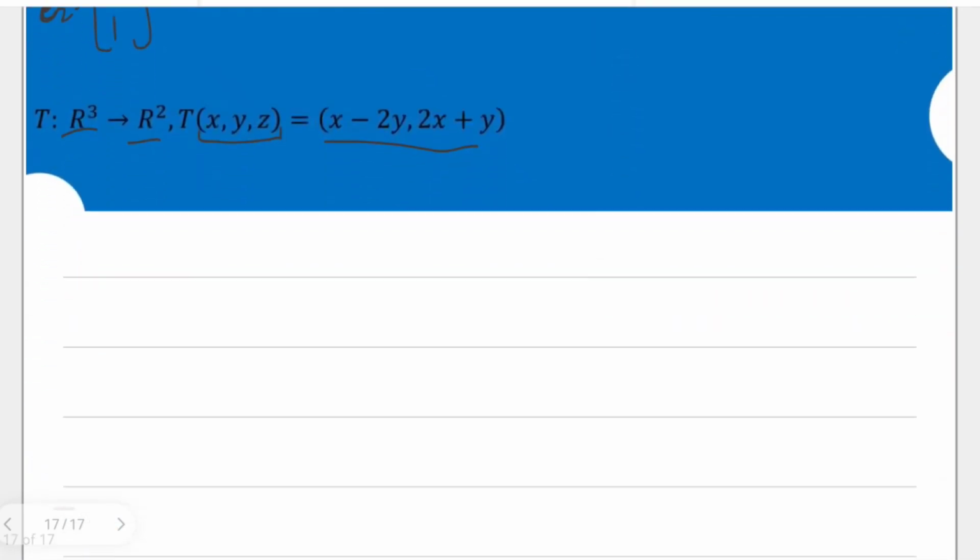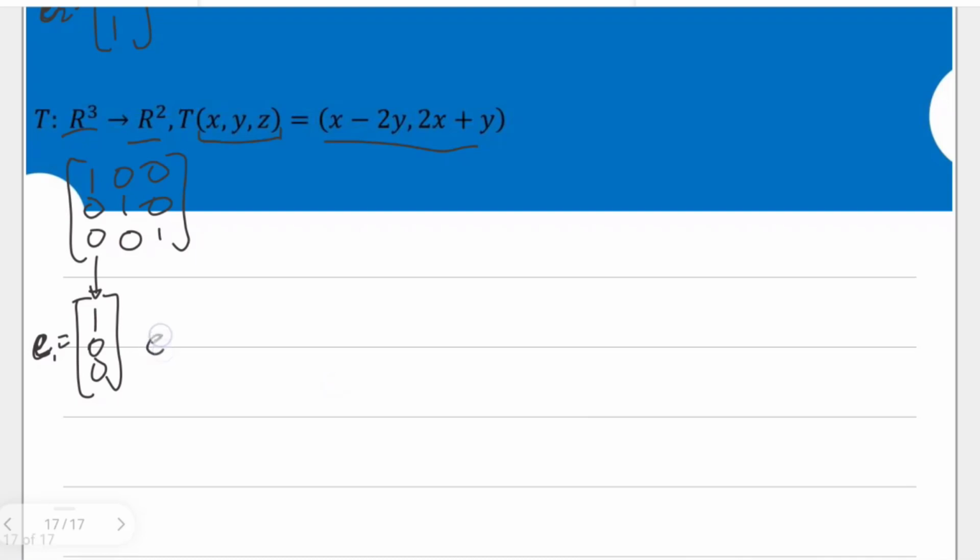Next here, of course, this is R3. We are going to use 1, 0, 0, then 0, 1, 0, and then 0, 0, 1. This would mean our first column, E sub 1, is 1, 0, 0. Next, you are going to use E sub 2, the second column, which is 0, 1, 0. And finally, for our third, you will have 0, 0, 1.